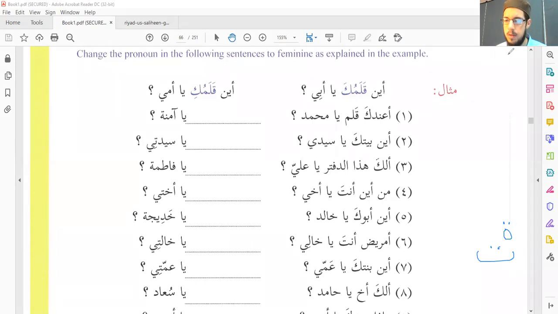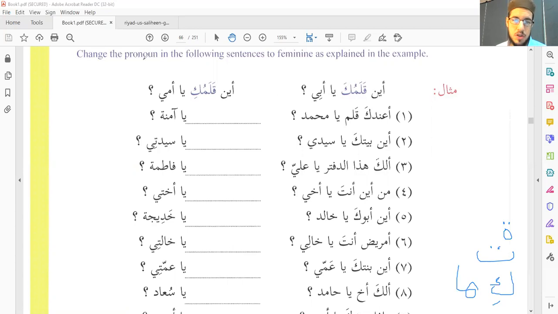And finally, we have possessive pronouns. The possessive pronoun for you, translated as your, is going to be ki instead of ka. For her, instead of his, it's going to be ha. Those are the only feminine possessive pronouns that we've learned so far, and that'll do us for now. So what we're going to do here, check the example.